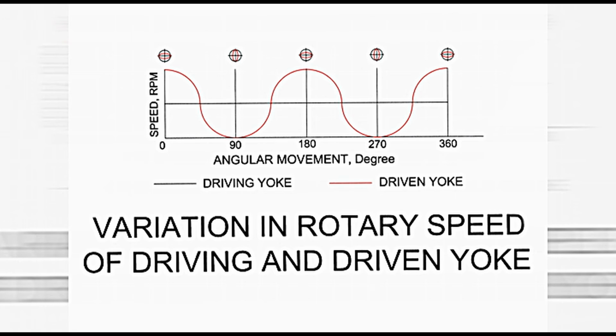At 0 degree or in the vicinity of the major axis, the rotary speed of the driven shaft is more than the rotary speed of the driving shaft. It goes on reducing as indicated by the red curve, attaining lower speed at 90 degrees or in the vicinity of the minor axis. At 180 degrees, when it reaches again the vicinity of the major axis, the speed increases. A similar curve is obtained in the remaining half of the revolution, as can be seen in the diagram.